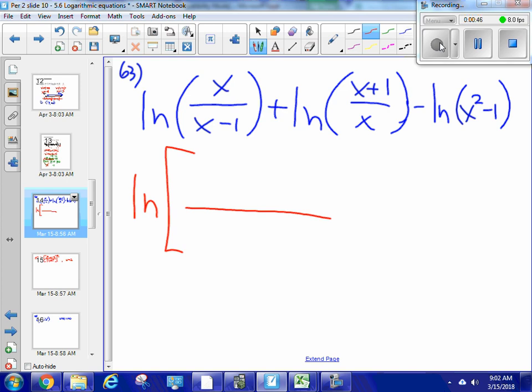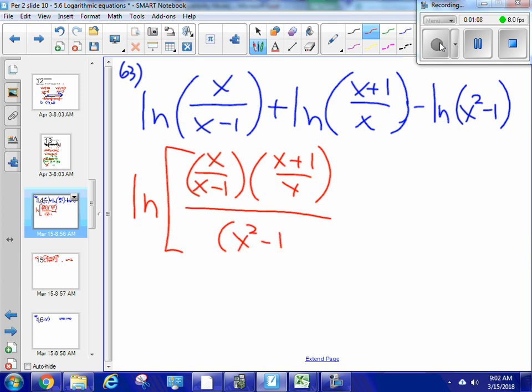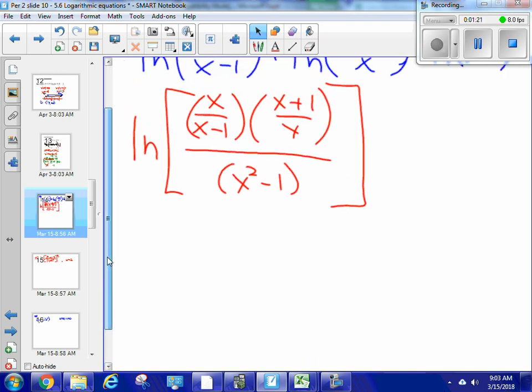So this is a positive numerator. I have x divided by x minus 1. That's the argument there. Times this argument, x plus 1 over x. And this is a negative logarithm. So that one's going to go on the bottom, and that's going to be x squared minus 1. So I'm beginning to condense this logarithm here. Let's go a little bit further down.